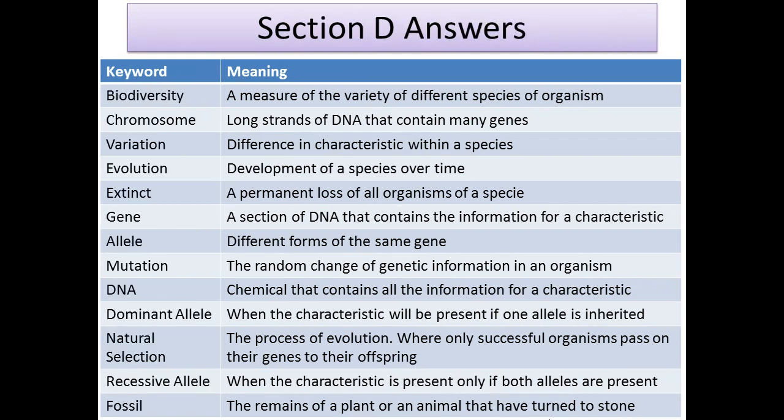Okay, so those are the answers. So biodiversity, then chromosome, then variation, differences in characteristics, evolution, development of species, extinct, permanent loss of all organisms of the species, gene, section of DNA, allele, different form, mutation, random change of genetic information, DNA, genetic information, dominant allele, natural selection, the process of evolution, recessive allele, when the characteristic is present only if both alleles are present, and the last one is fossil. Okay.